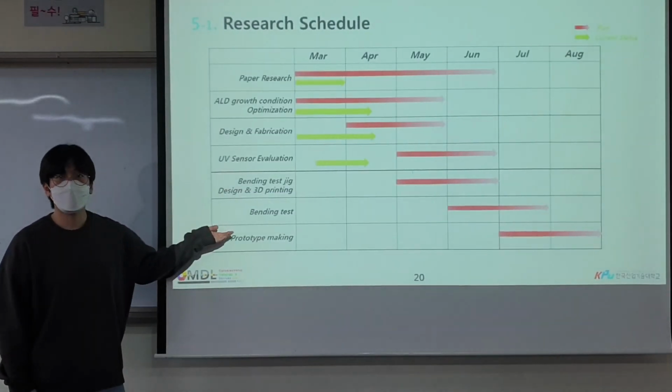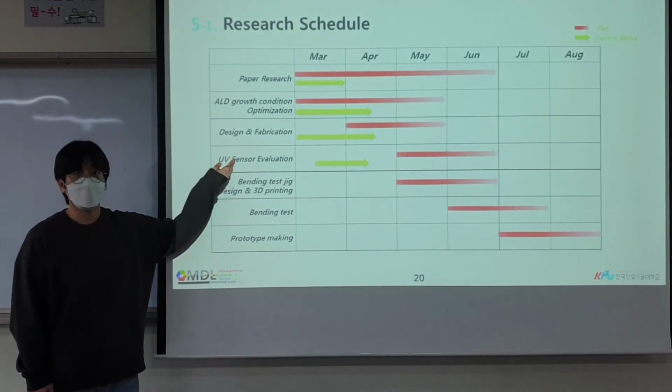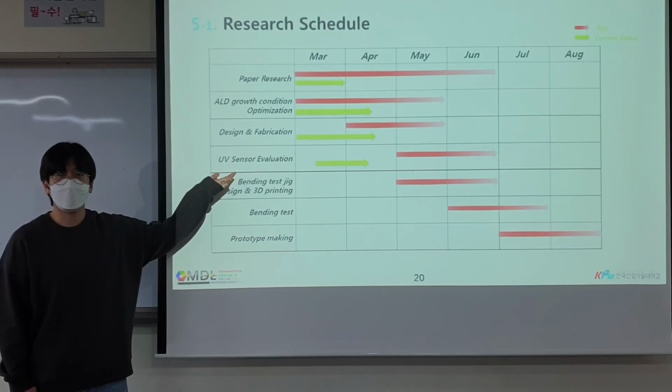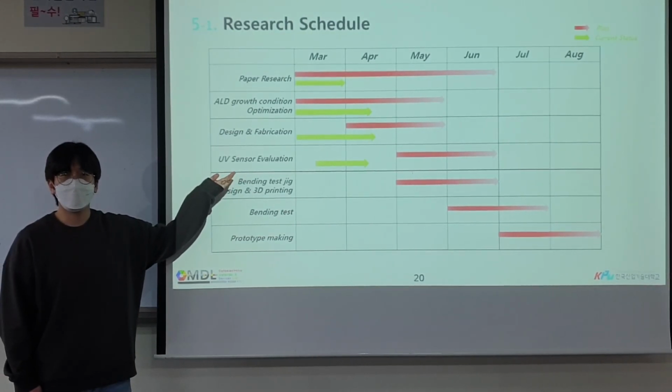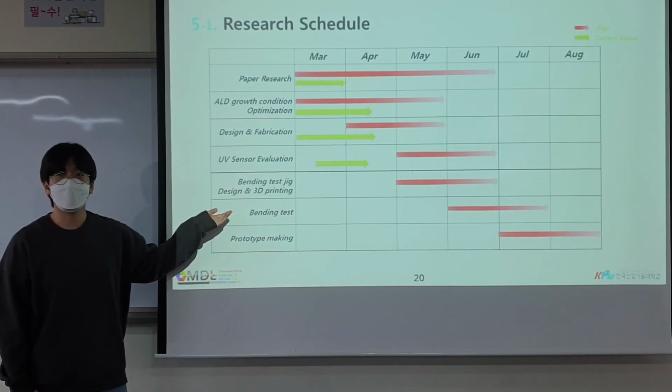Next, this slide is our team's research schedule. As you can see, the red arrow indicates the planned research schedule, and the green arrow is the current progress.